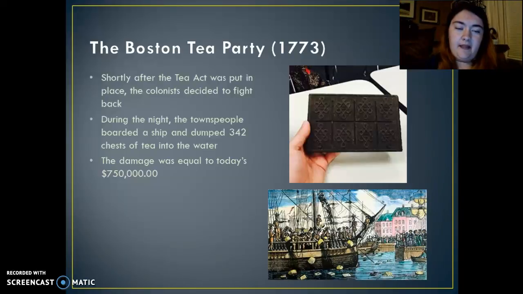And so, with that many, the damage was equal to $750,000. So they dumped $750,000 worth of tea into the harbor as a form of protest against the British government.